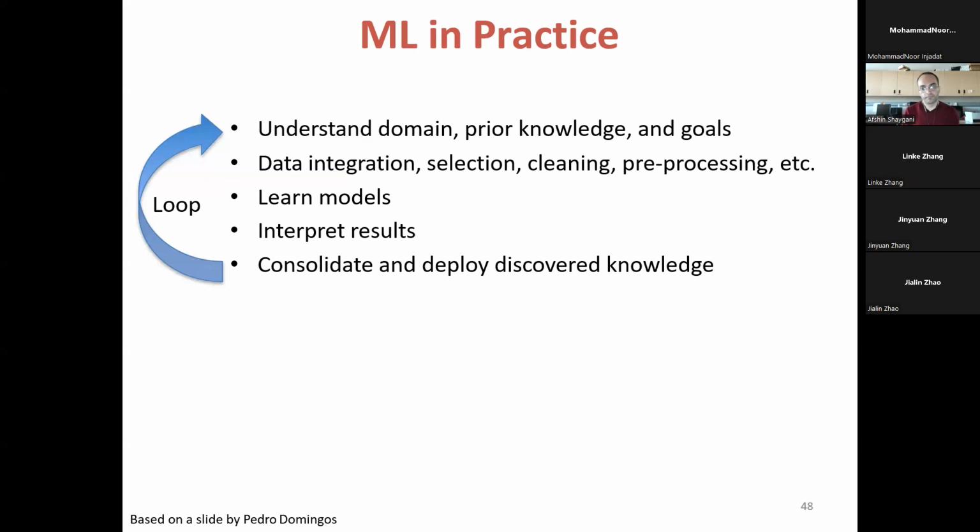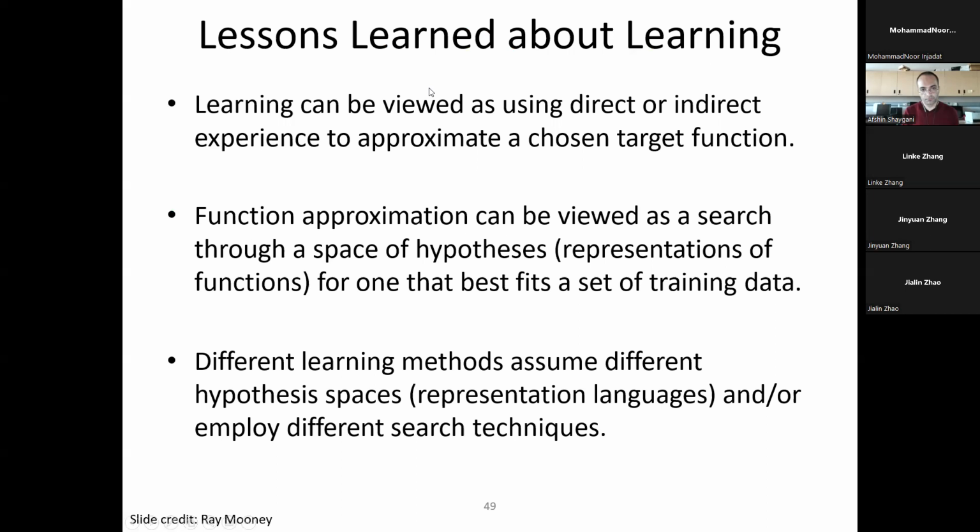Consolidate and deploy discovered knowledge. So it's a loop of these points. Learn. This is what I was talking about. Why is this technique, or technique X, not performing well? Or do I need to tune a certain parameter to have it perform well? So these are learned. We run the classifier with the default parameters and we see the result. Then, oh, why is that? So these are the lessons, how we know that naive Bayes is not suitable for data set X. It's from the lessons learned. Okay?